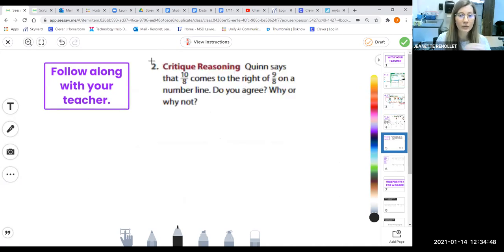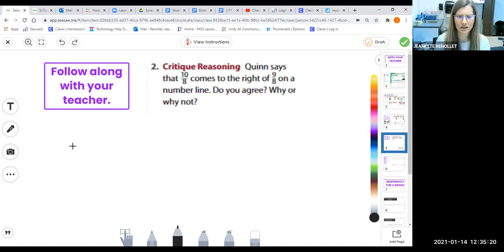Here we go. Follow along with your teacher. Let's move a little bit faster as we draw our own number line as a model. Quinn says that 10/8 comes to the right of 9/8 on a number line. Do you agree? Why or why not? All right, I need to sketch this out to see. So I'm going to draw a number line.